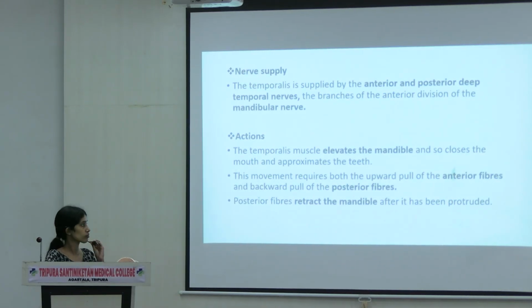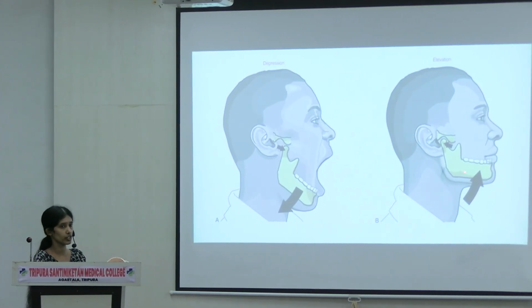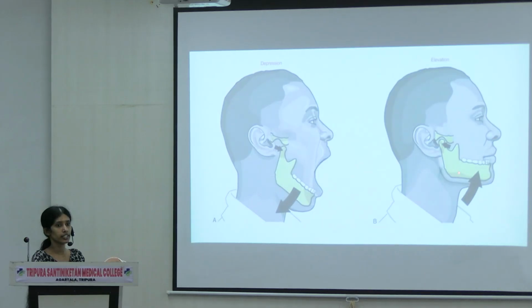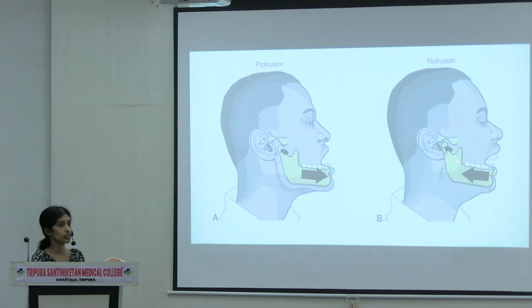Okay. You can see it. This is the depression action and this is the elevation. Here both your anterior and posterior fibers are involved. Okay. Next we have protrusion and retraction. For the retraction process only the posterior fibers of the temporalis muscle are involved.